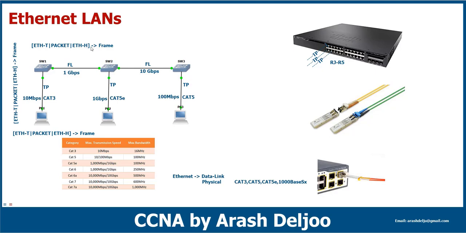The framing doesn't change between the different media types or different links. Look here, we are sending the same frame between PC1 and switch 1 over a Cat3 cable, and again the same frame between switch 1 and switch 2 over the fiber at 1 gigabit per second. After that, for example, between switch 2 and switch 3 over 10 gigabit per second fiber, and also between switch 3 and, for example, PC3. Assume that PC3 is the destination PC.